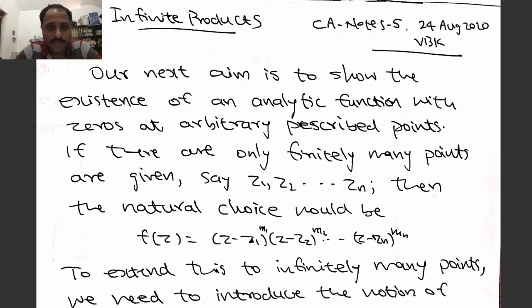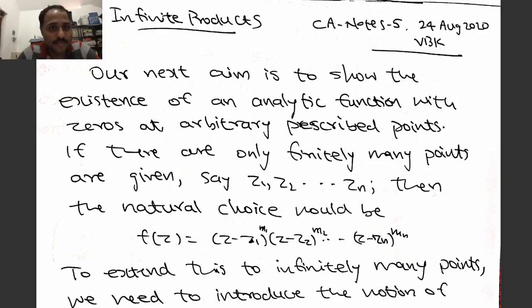In the last video, we have seen how to construct a meromorphic function with poles exactly at the given points. So now the next question: can we construct an analytic function with zeros exactly at the given points? What was the idea in the construction of the meromorphic function? We were taking all the given poles and subtracting the singular parts from the function, making it analytic. So here, the zeros are given.